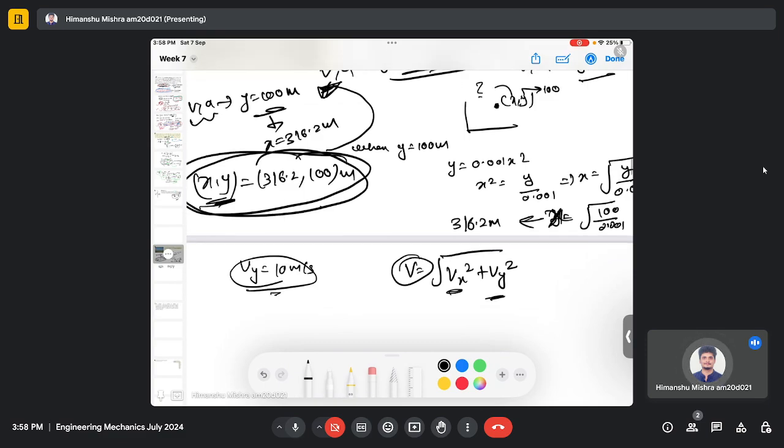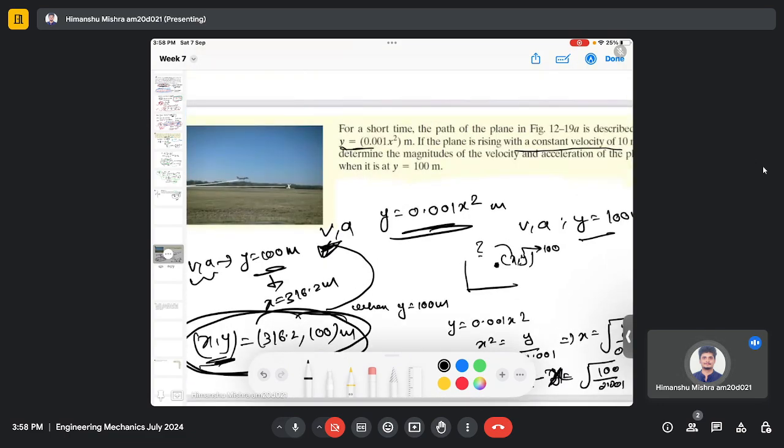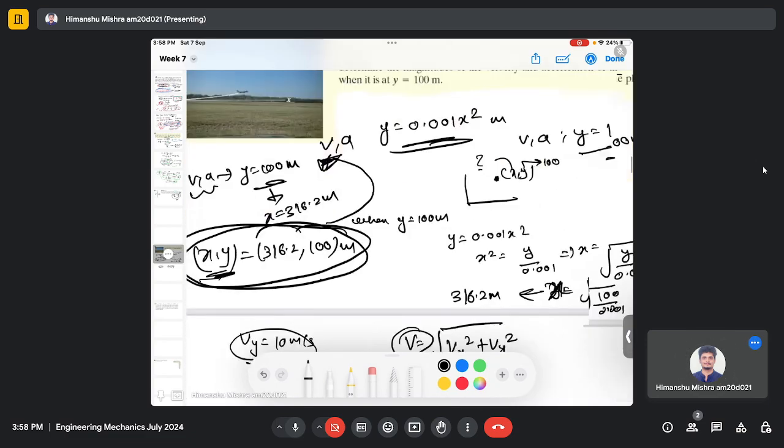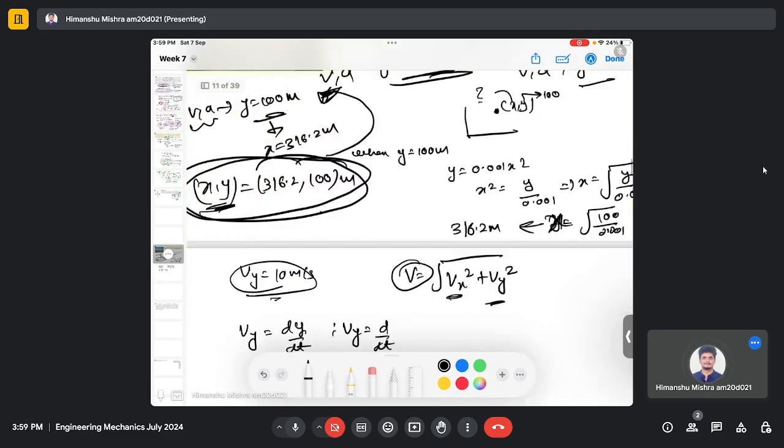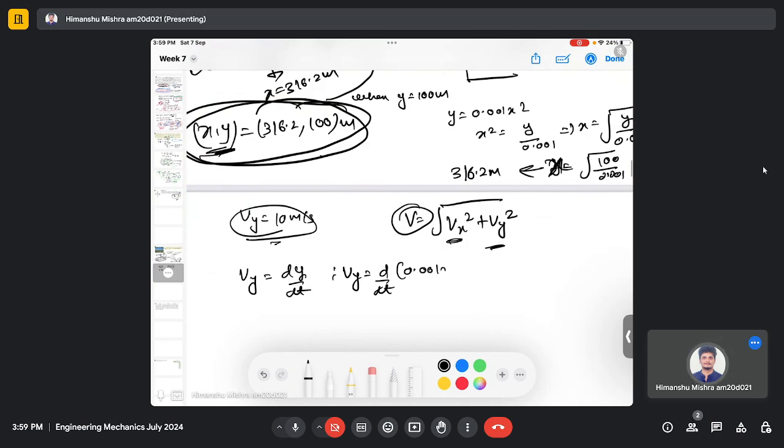Right? But we have been given the expression of y in terms of x. This expression tells you how the location y changes if the location x is changing. So let's use whatever we have been given in the question. If I write the expression of Vy, which is the rate of change of y in time, then my Vy will be, my y is 0.001 x square, so it will be the derivative of 0.001 x square.